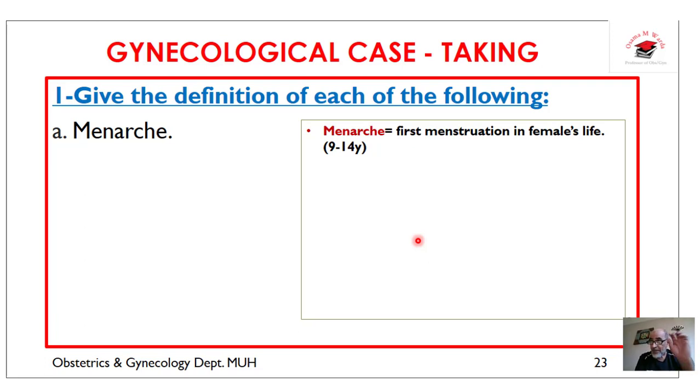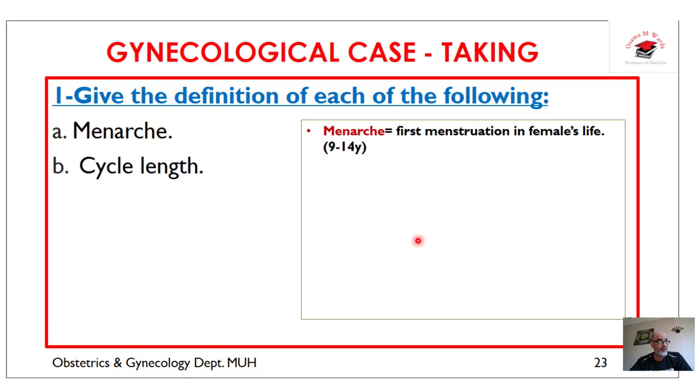If the menarche is delayed after 16 years, with or without secondary sex characters, it is also called primary amenorrhea. So menarche is the first menstruation of the female's life.